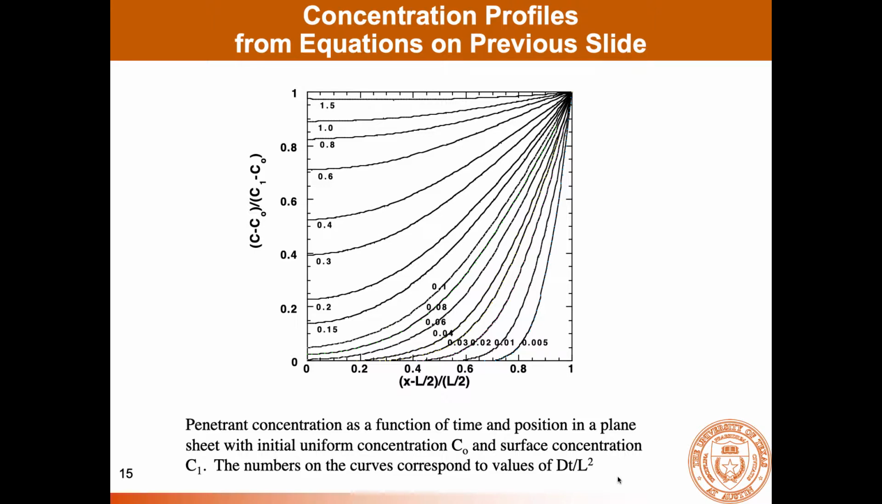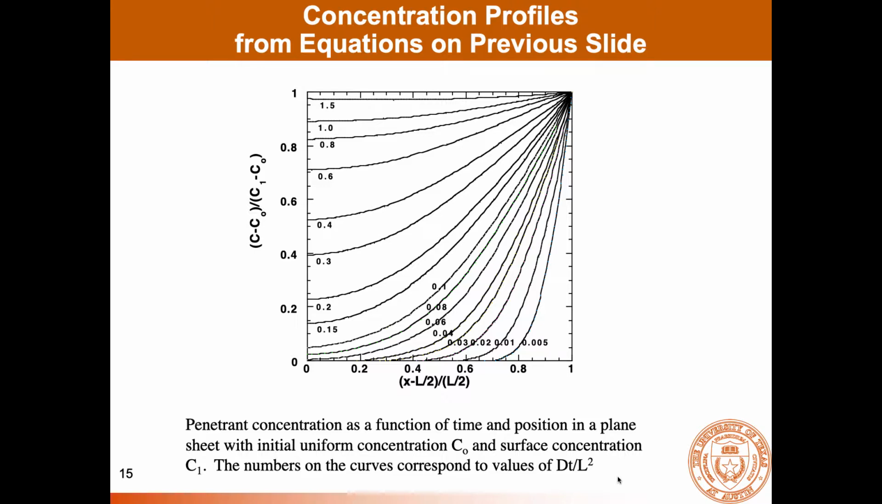So D would have units, for example, square centimeters per second. L would have units of centimeters, time in seconds, and so Dt over L squared would be dimensionless time. And that falls naturally out of the solution to Fick's law in this case.